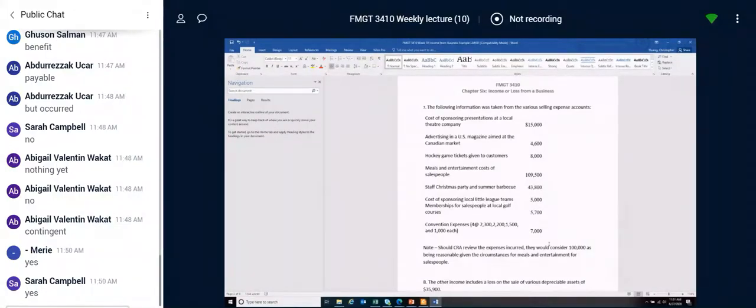Advertising in a U.S. magazine aimed at the Canadian market. So what I want you guys to do is turn to section 19 of your act.